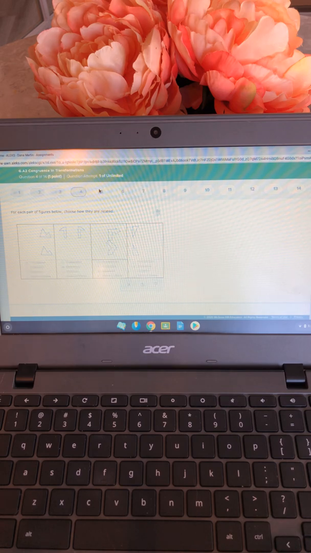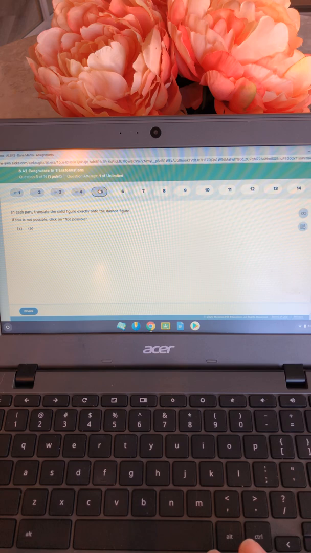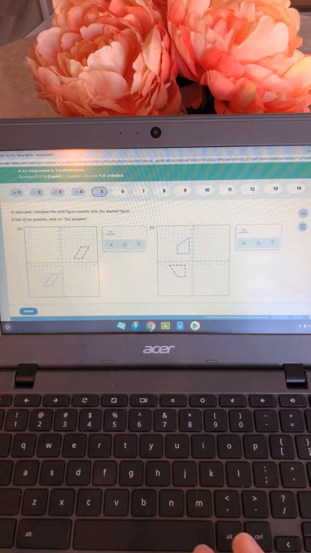Okay. On to the different type of question, and this is the main reason why I wanted to do this, to show you how to work this part. In each part, translate, move, or slide the solid figure exactly onto the dashed figure. If it's not possible, click on not possible. Okay, see my hand? There's my hand going along with my little cursor. So I have to take this shape, see how it turns yellow?